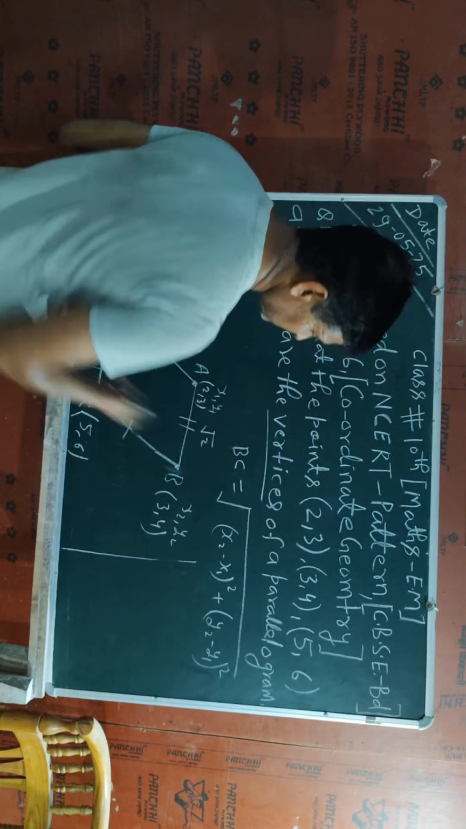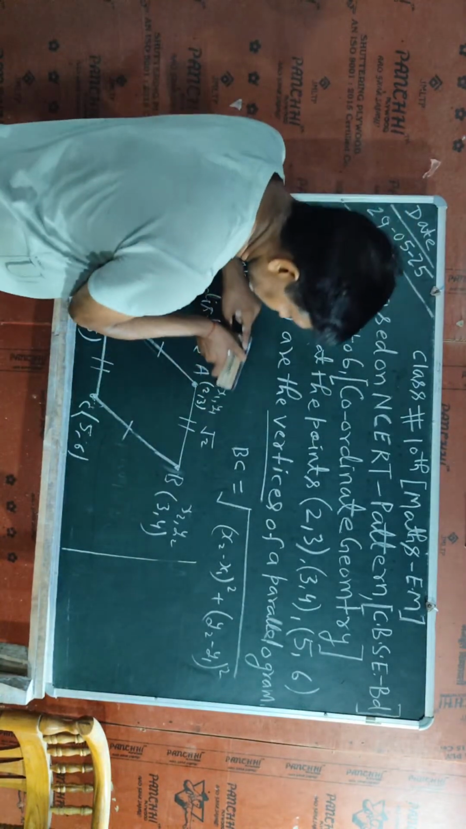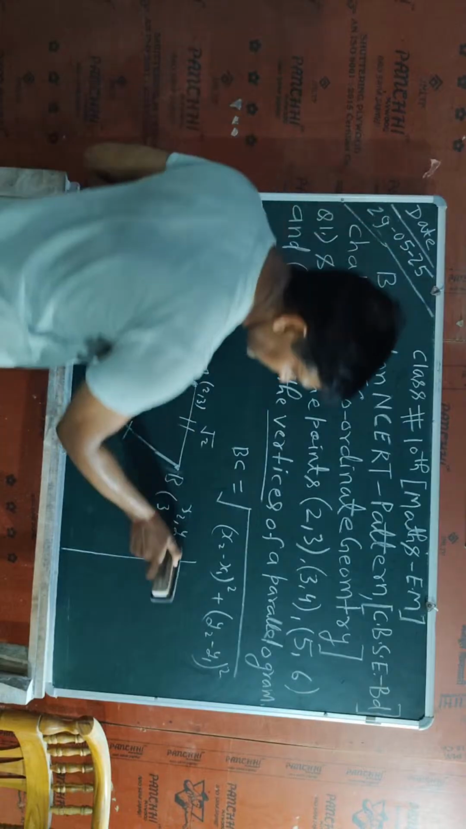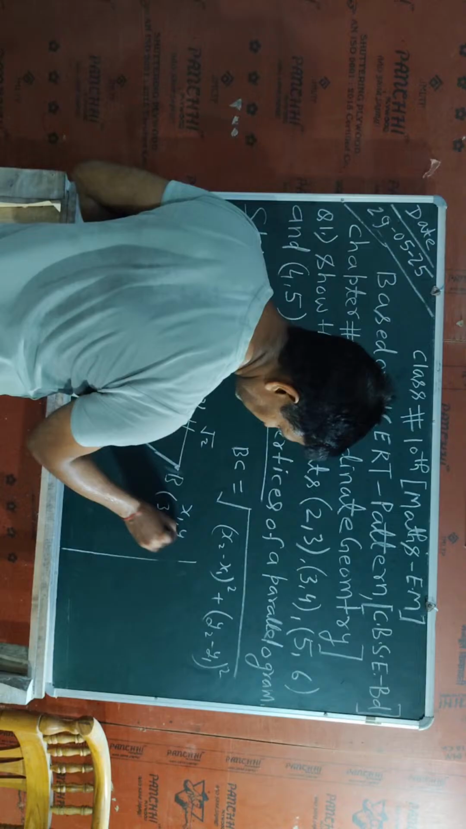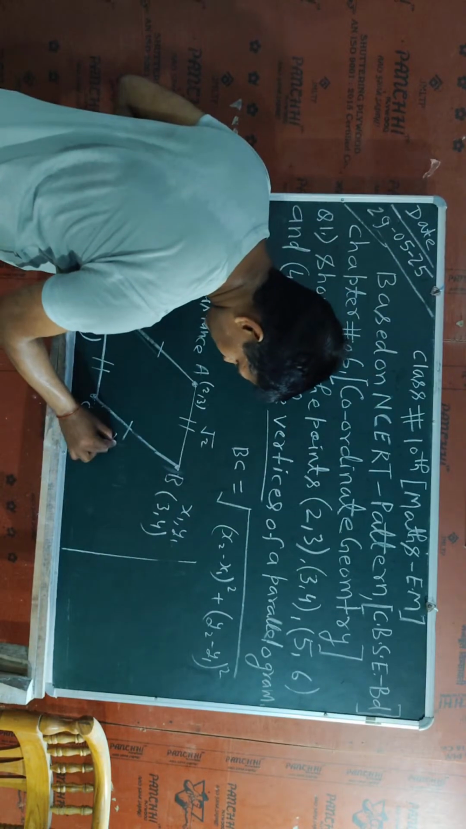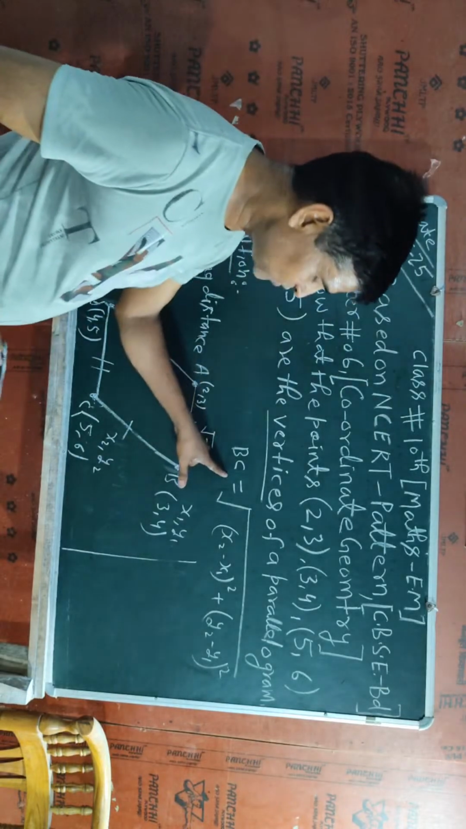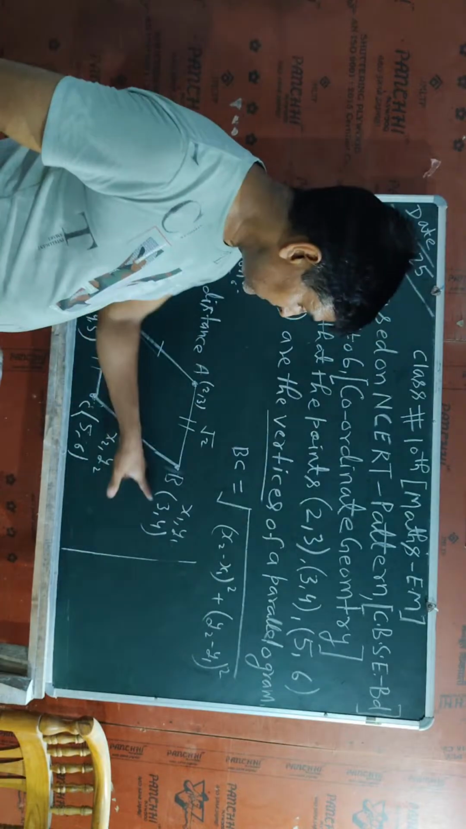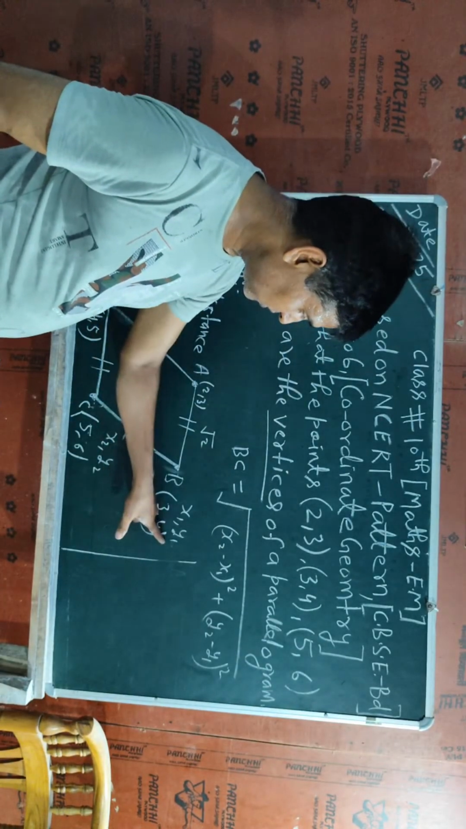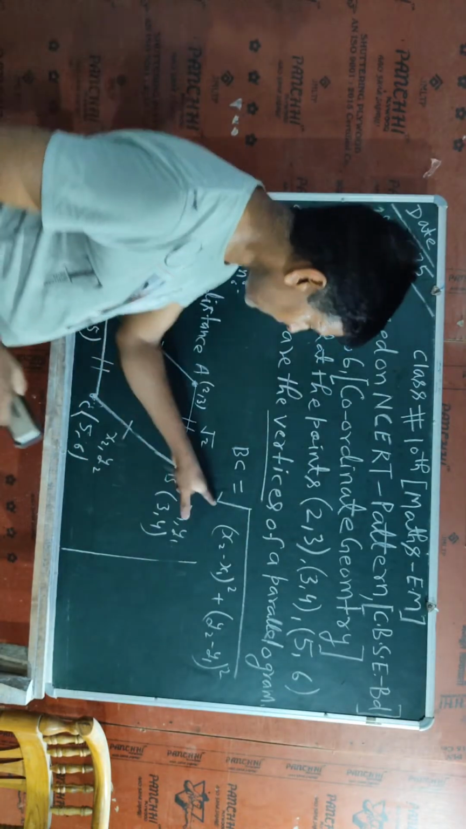So here, where I put x1 y1, I am going to erase and say this is x1 and this will be y1. Similarly this will be x2 and this will be y2. Again I will use this distance formula for calculating the length between B and C. So here x1 is 3 and y1 is 4, x2 is 5 and y2 is 6. So I will use this formula.